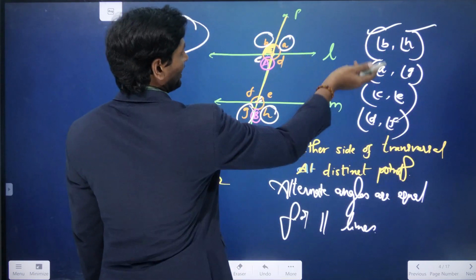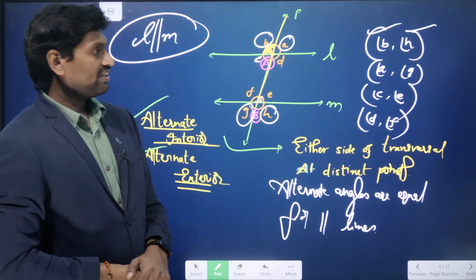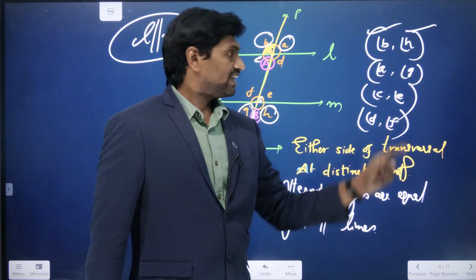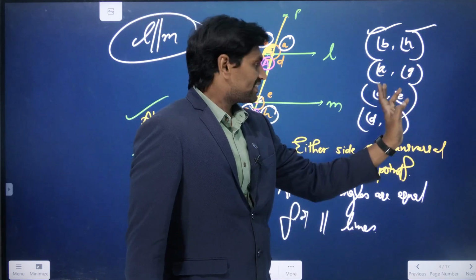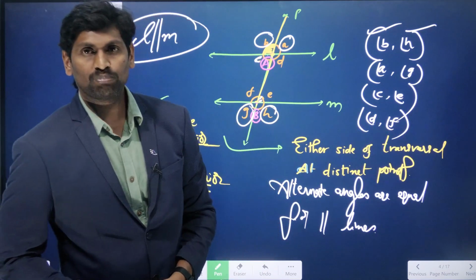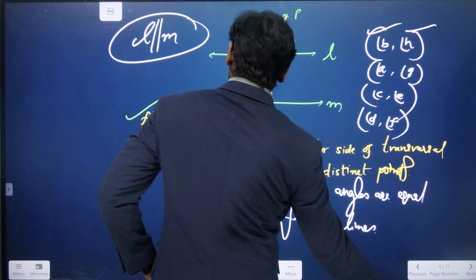We cannot equate B and A. B and A are not alternate exterior or alternate interior angles. B and H are alternate exterior angles. A and G are alternate. A equals G, B equals H. Similarly, C equals E, D equals F. Clear? Right. Now let us go to the next condition.